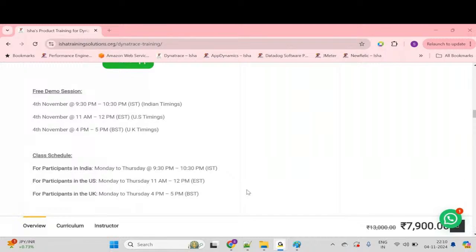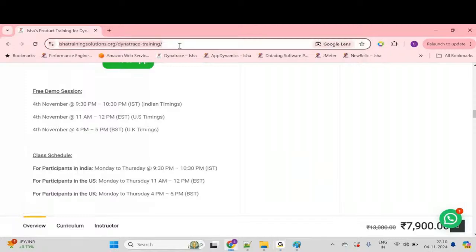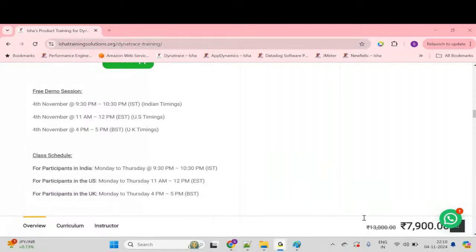There is no hard and fast rule that we have to complete within the time. If it is really required, we can go beyond it. So it is a weekday session, Monday to Friday, 1 hour per day, 9:30 p.m. to 10:30 p.m. IST, and the corresponding timelines are there on the website itself. I'll copy paste this website link in the chat also. You guys can take it.